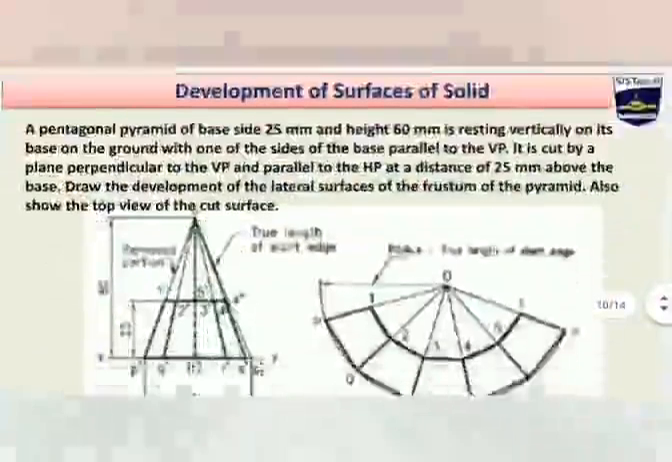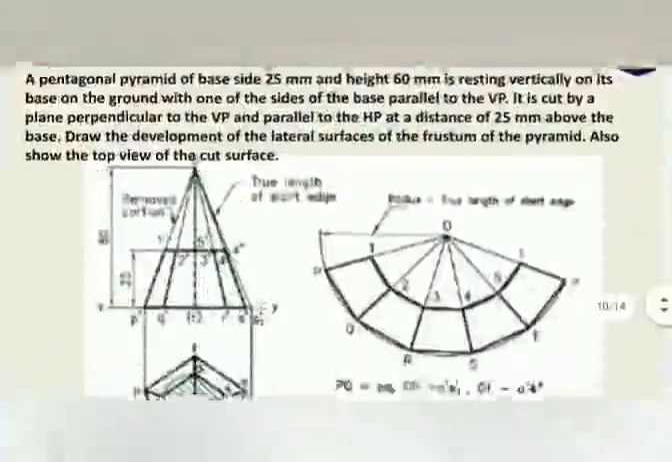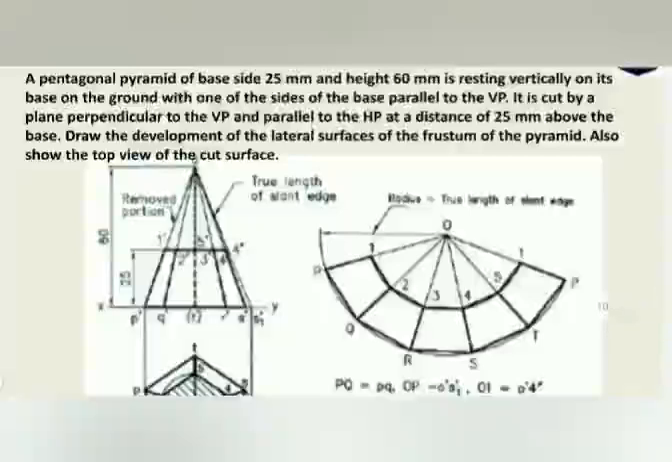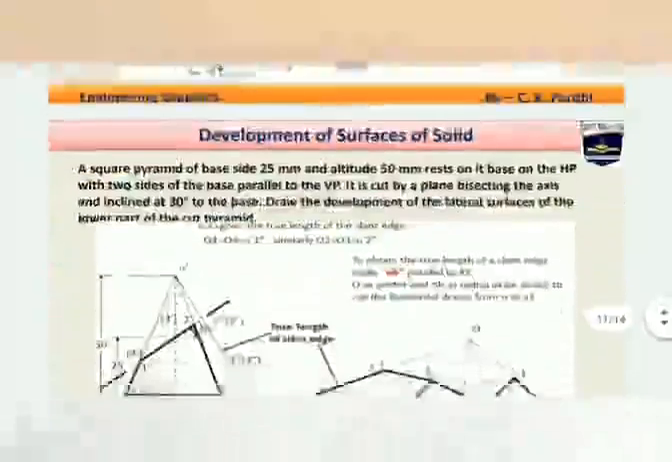Now let's study the development of pyramid. As you know, for the development of pyramid we have to use the radial line method. In the radial line method we have to draw one radial arc with a radius equal to the true length of the slant edge. Before this, let's try this example.